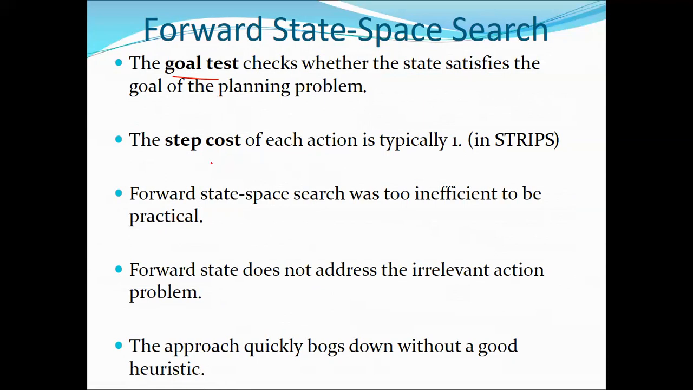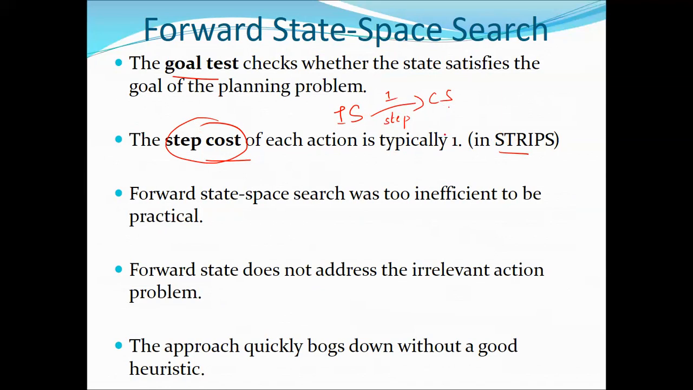The step cost of each action is typically one in STRIPS. Initially you are in the initial state, and when you move to the next state, now the current state is this. So there is a cost involved in moving from one state to another state. Okay. So this is one step, and the step cost is typically one for STRIPS.